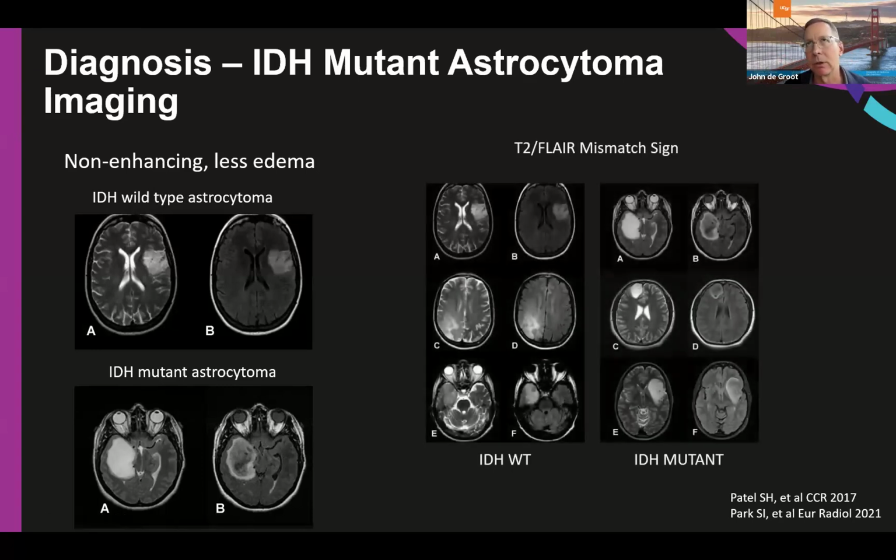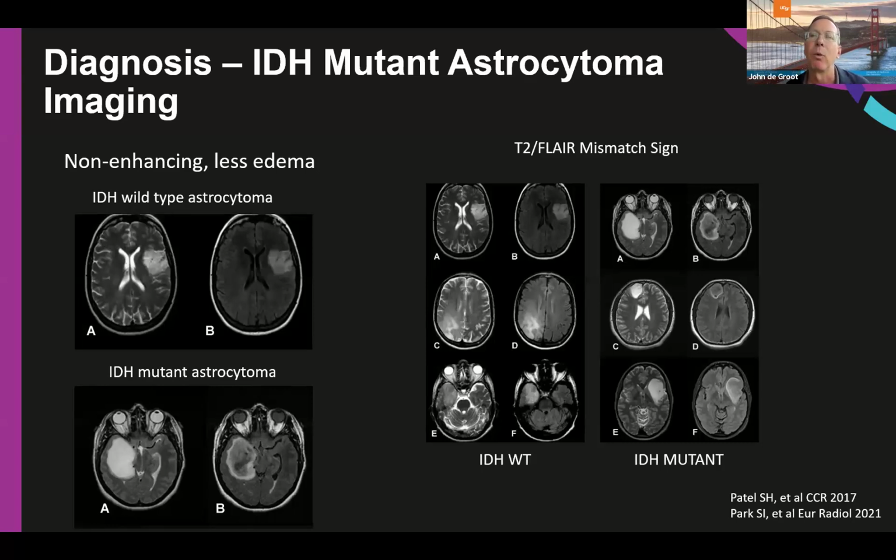One of the things that we're really trying to figure out how to do is to be able to look at a patient's MRI scan and automatically tell whether or not it's IDH mutant or not. There's a lot of work going on all over the country, actually all over the world, to try and figure out how to do that better.